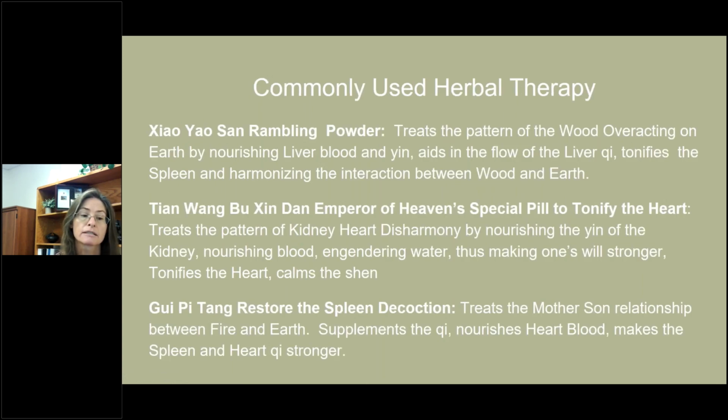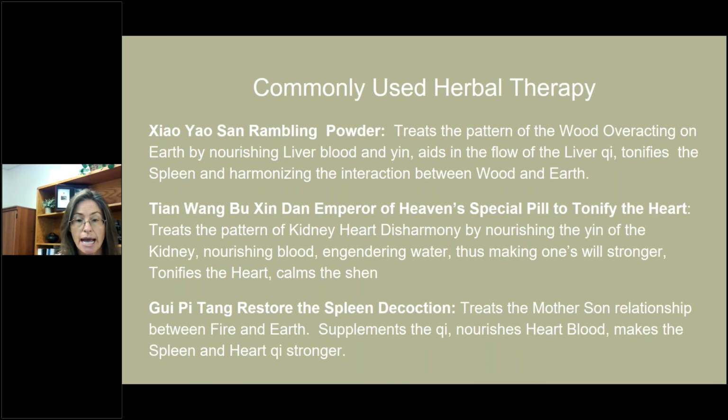So let's take a look at some of the common used herbal therapies. Xiaoyaosan, rambling powder, also known as free and easy wanderer. This treats the pattern of wood overacting on earth by nourishing liver, blood, and yin. It aids in the flow of liver energy, qi, tonifies the spleen, and harmonizes the interactions between wood and earth.